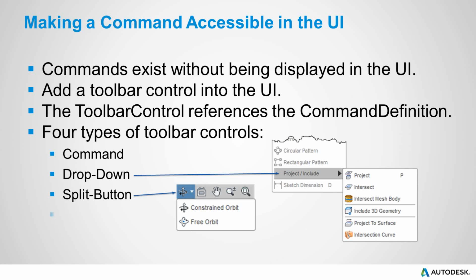And then the one other type of toolbar control is just a splitter. And that again is just for organization. So it just draws a line in the menu so you can group commands and help make it a little easier for the user to see and find things.